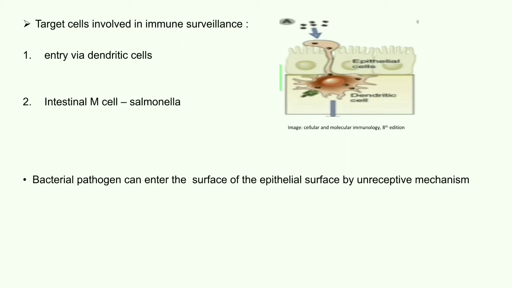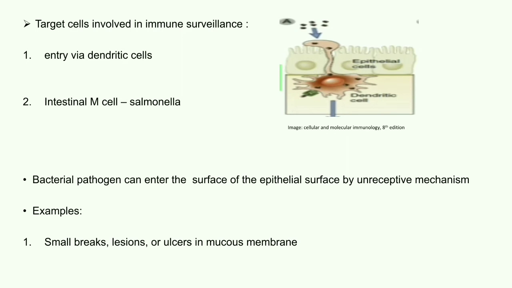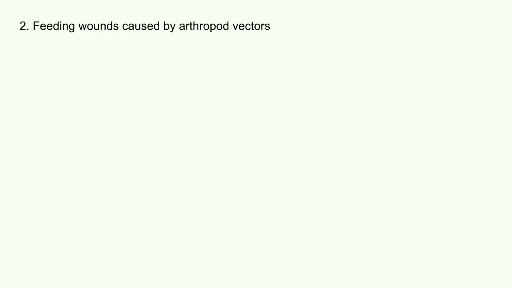Bacterial pathogens can enter the surface of the epithelial cells by more unreceptive or passive mechanisms which are not directly related to the pathogen itself. They can enter into the host tissue using small breaks, lesions, ulcers, or wounds in mucous membrane. They can also enter into the body of the host using arthropod vectors which feed on the host blood. Another specialized example is that of active invasion. Certain parasites like Plasmodium and Toxoplasma use a mechanism of active invasion in which they squeeze themselves into the host cells.